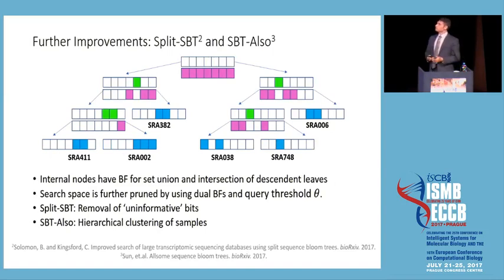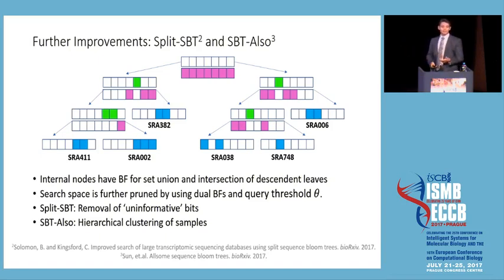This was improved upon by two new methods, split sequence bloom tree and sequence bloom tree awesome. And what they did was introduce an additional bloom filter into the internal nodes. Now, instead of storing the union of descendant experiments, this bloom filter stored the intersection.